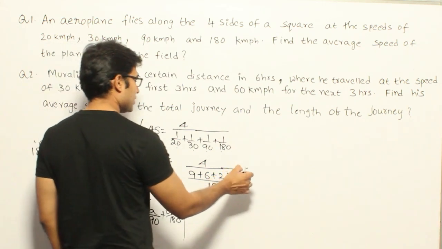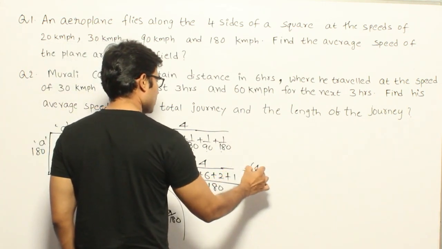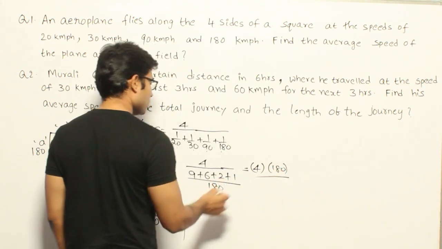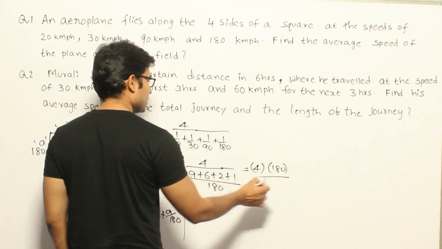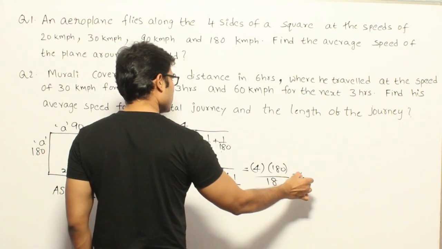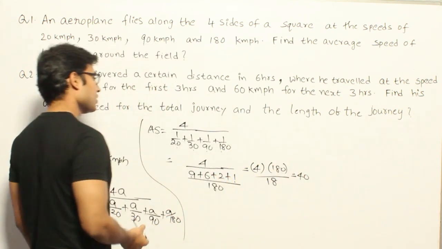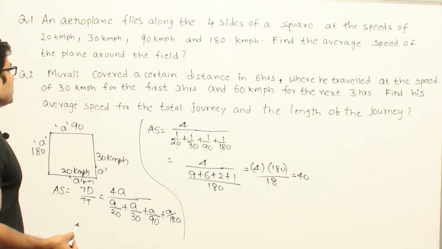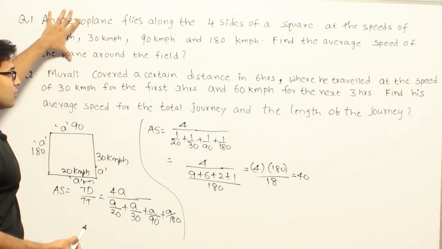And now you are going to write it as 4 into 180 divided by, you need to add all this, 9 plus 6 plus 2 plus 1, that is 18. So it is going to be 40. So 40 kilometers per hour is the average speed. Got it? Okay. Now that is the average speed for the first question.